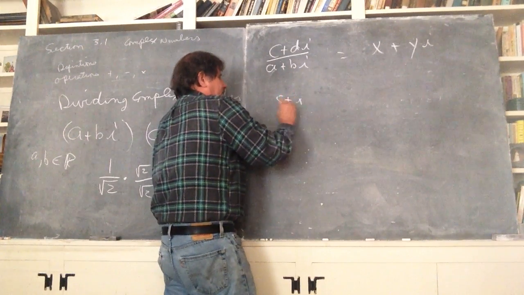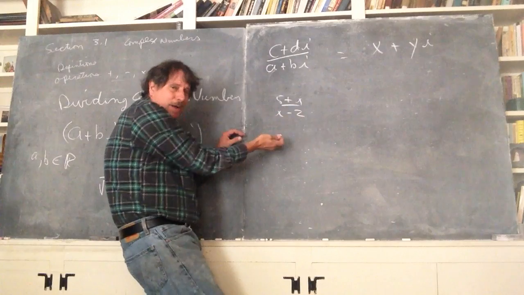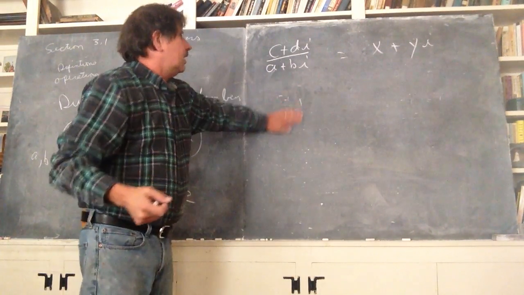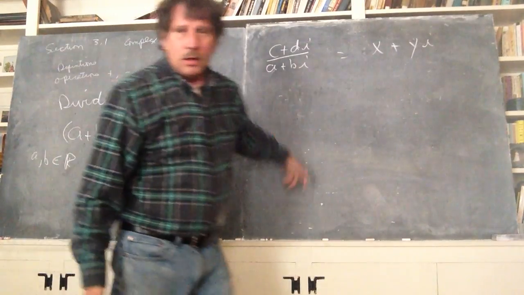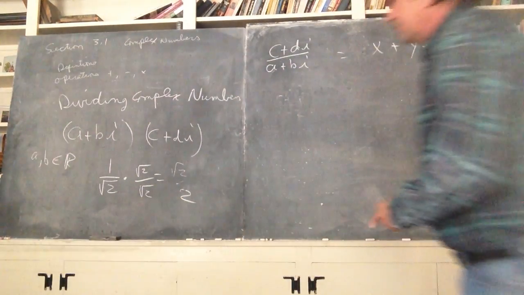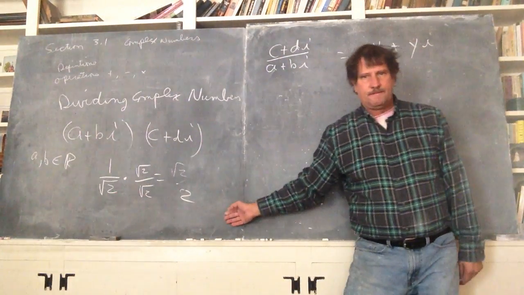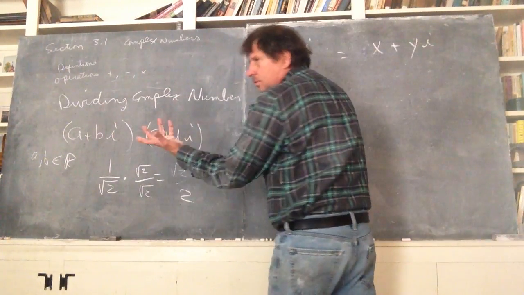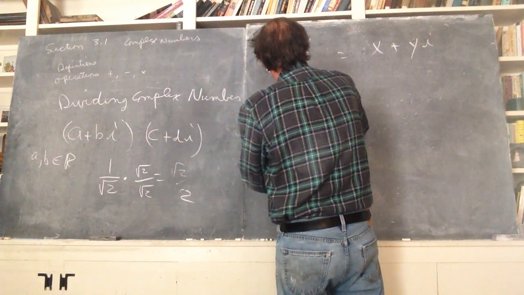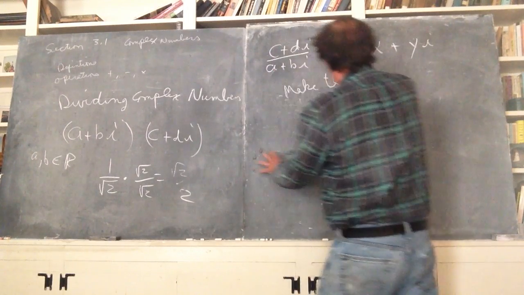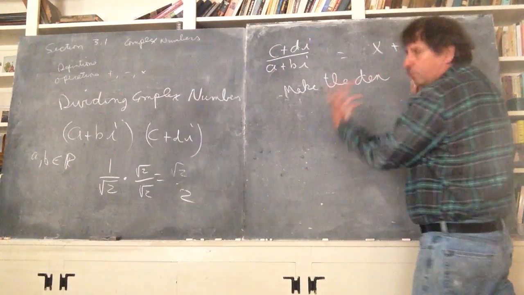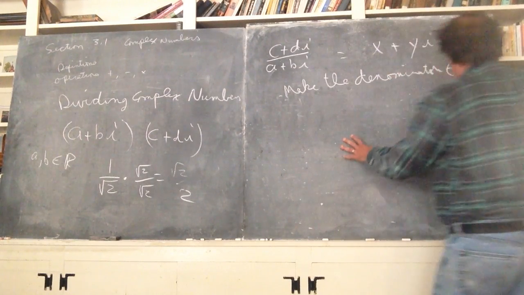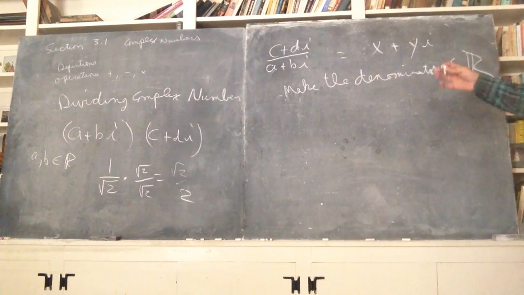Like 5 plus x over x minus 2. You can't divide by the binomial. I mean, you can't do polynomial division. Sorry, that was a lousy example. So what do you do? Well, we're going to do something similar to this. We're going to make the denominator real. We're converting it to a real number, an element of the real number system, for the denominator.